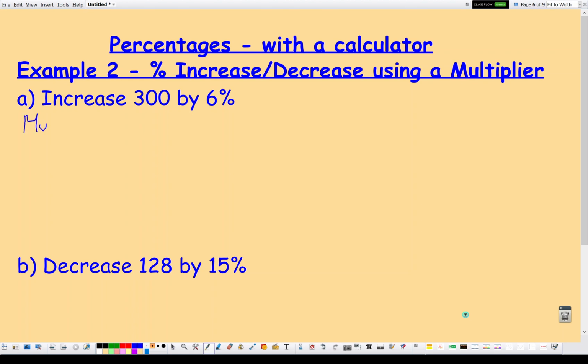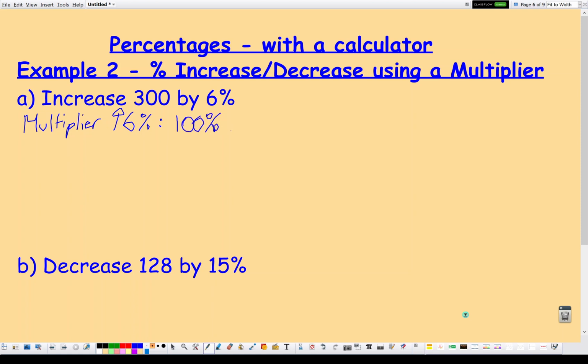So our multiplier for an increase by 6%. Now, for the purpose of these examples, I'm going to write it out in full. 100 plus 6 equals 106, which goes to 1.06. If you can go straight to 1.06 at this point, do it. If you can be consistently correct and go straight to the decimal multiplier, do it, because the whole point of this is to be more efficient. But for the purpose of this example, I'm going to write it out in full.